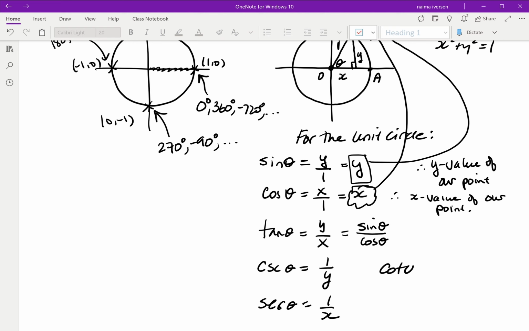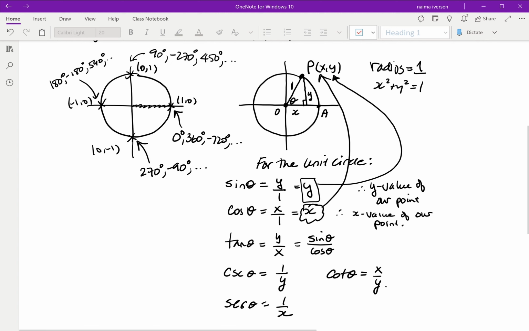And of course, cotangent theta is the reciprocal of tangent, so instead of y over x, it would become x over y. Now, how does that work? Look at our unit circle. At 90 degrees, the point that we're looking at is at (0, 1). The 0 is my x value. The 1 is my y value.